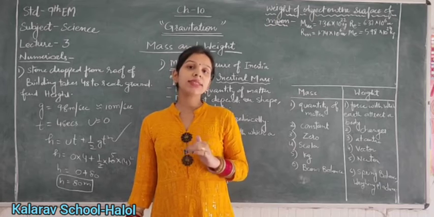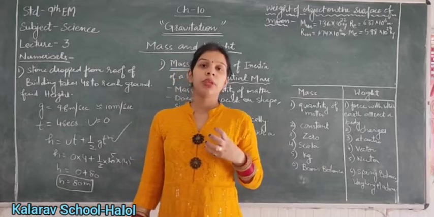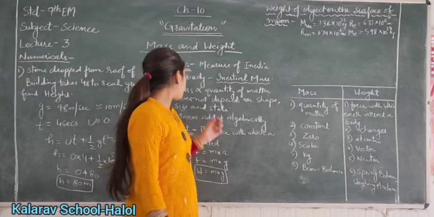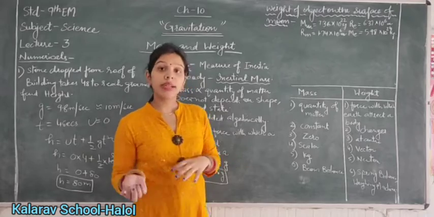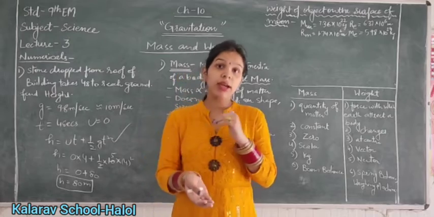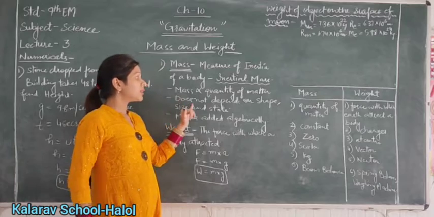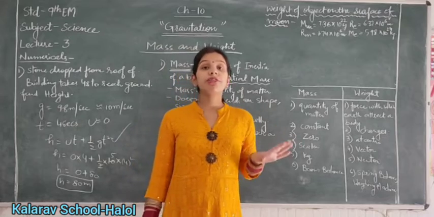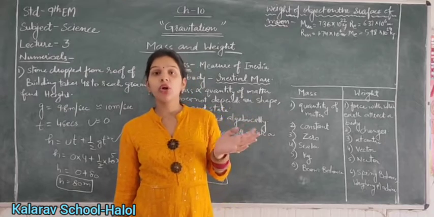But actually mass is the amount of matter that is contained in a body. The amount of matter contained in a body is called mass. So mass is directly related to the quantity of matter, that is, how much matter is contained in a body. Next, mass doesn't depend on shape, size and state. It doesn't depend on whether the body is in liquid, gas or solid state.